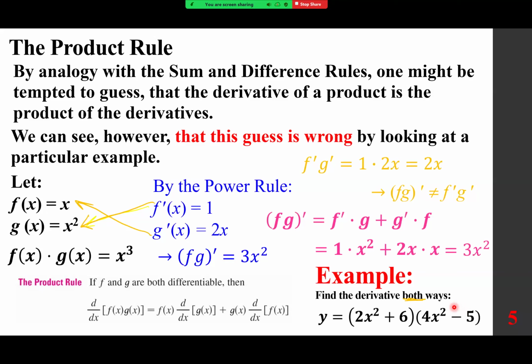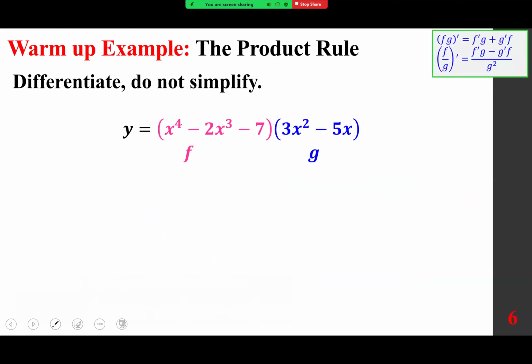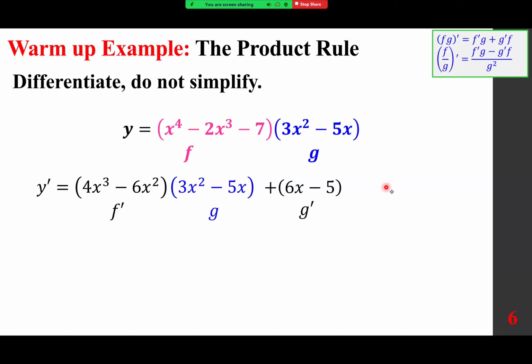The second method is to use the product rule. First I want to look at this example, and I don't want to simplify because I want to emphasize the importance of the product rule. According to the shorthand notation, this is f prime g plus g prime f. So f prime, 4x cubed minus 6x squared, times g. Just write the g, 3x squared minus 5x, plus g prime, the derivative of this guy is 6x minus 5, times f, the first function.